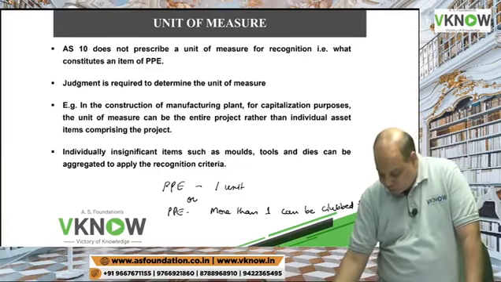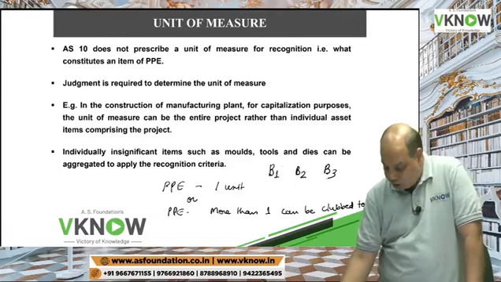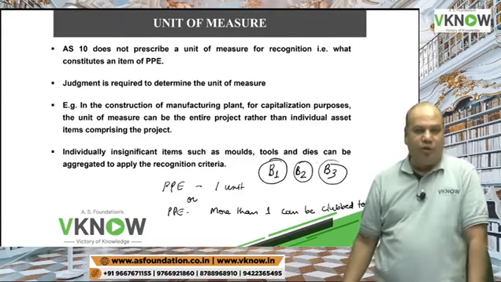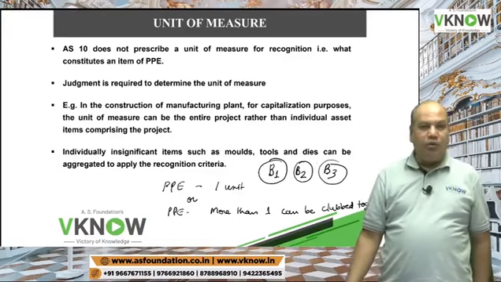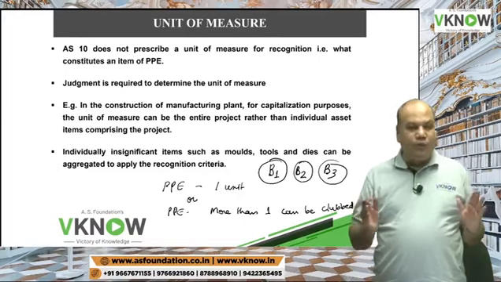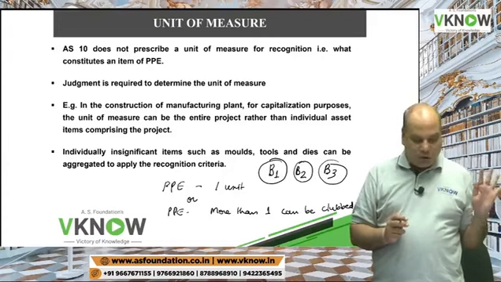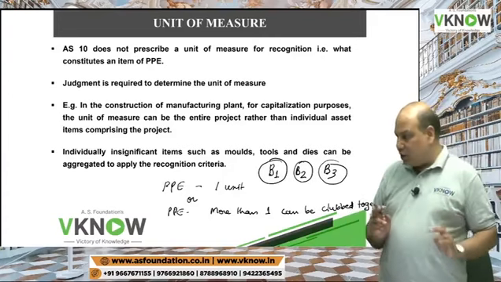So understand, suppose I have this building 1, building 2, building 3. Then each building will become one separate item of PPE. So I will account for each building separately. Their cost, depreciation, impairment, revaluation will be done separately.